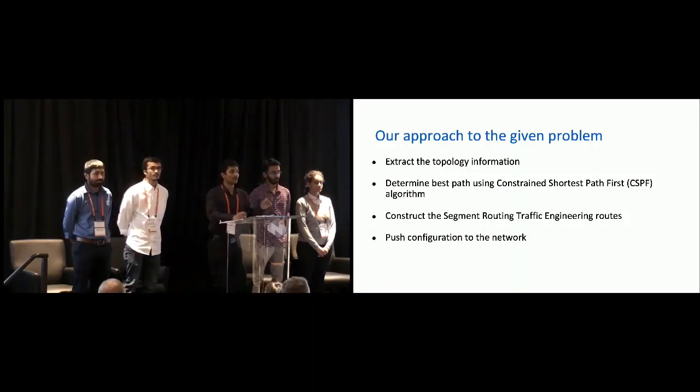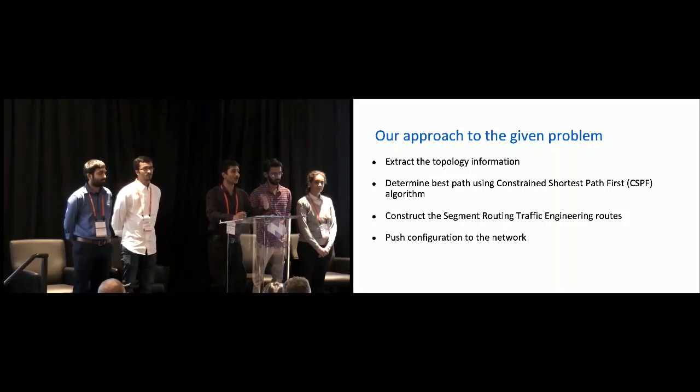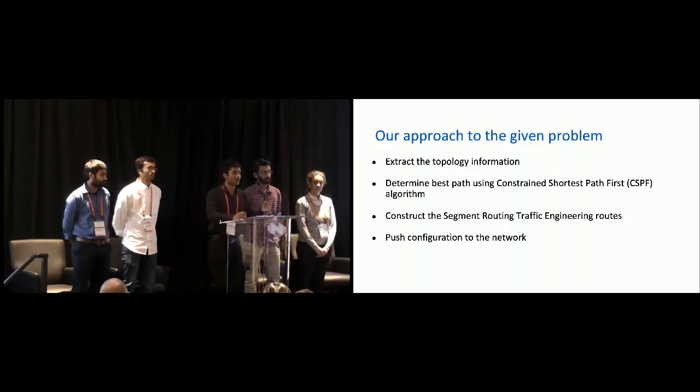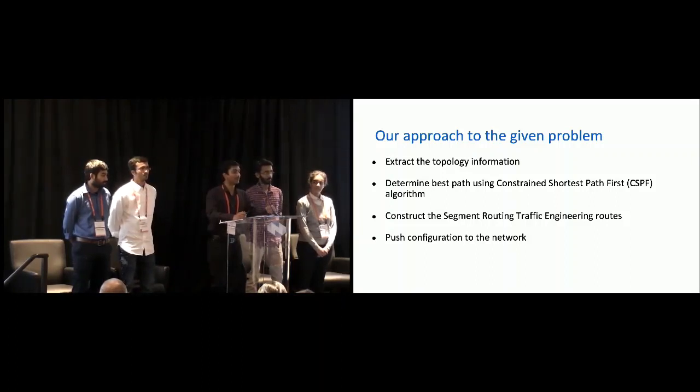We had to work on cSPF, because SPF alone would not achieve the requirements that were given to us. So we had to modify it for each of the problem statements, each of the different scenarios, taking into consideration the different constraints, whether it was disjoint path or the bandwidth subscription. So modify the algorithm to consider that, and then find the best path.